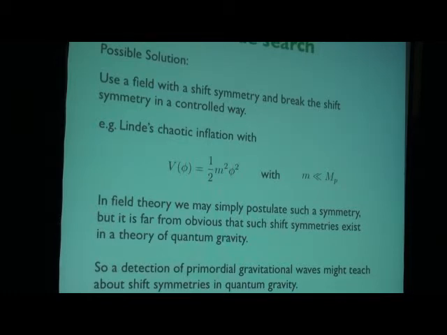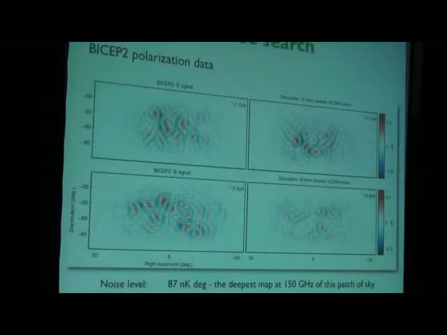But it's not obvious that these kinds of shift symmetries exist in a theory of quantum gravity, so this is what makes these gravitational wave detections interesting to some extent, that they might actually teach us about shift symmetries in a theory of quantum gravity, for example. Besides that, of course, it would be exciting to just see the quantum fluctuations in the space-time metric. There are also many other implications of these experiments.